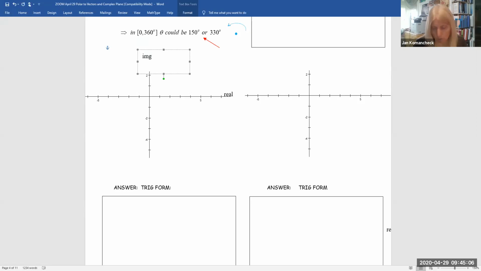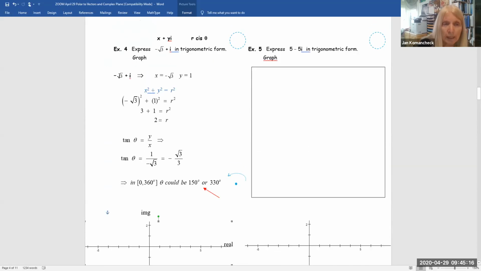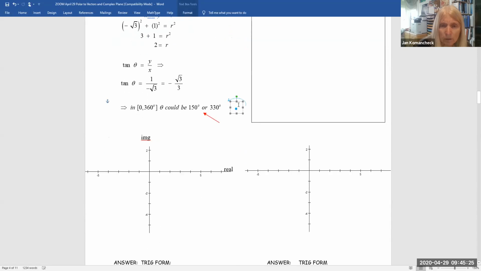If you do this, you will never goof up your angle. So let's consider x is negative. If x is negative and y is up here at positive, I don't know exactly what the square root of 3 is, but it's between 1 and 2, so I'm going to go over here.